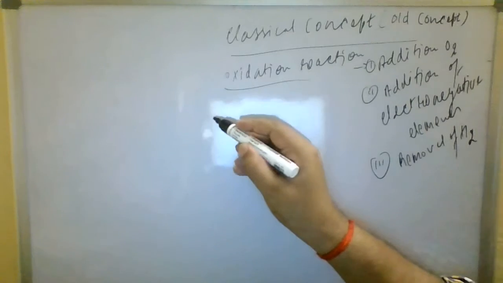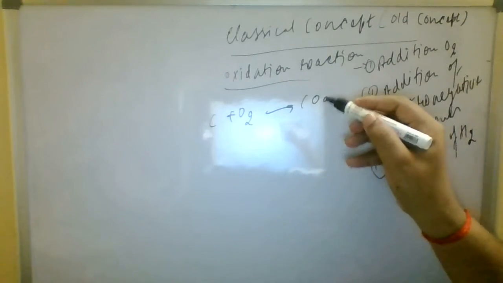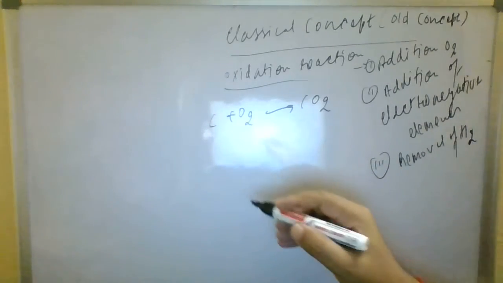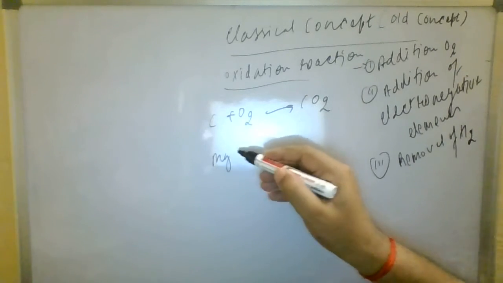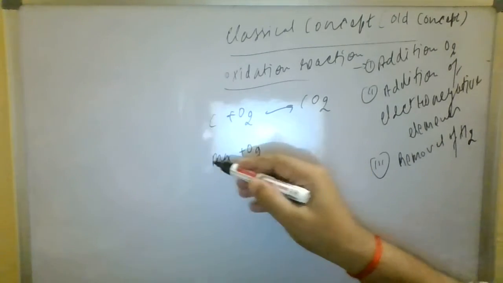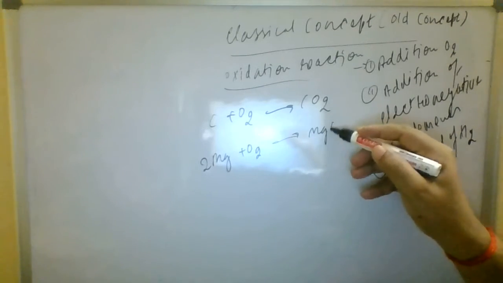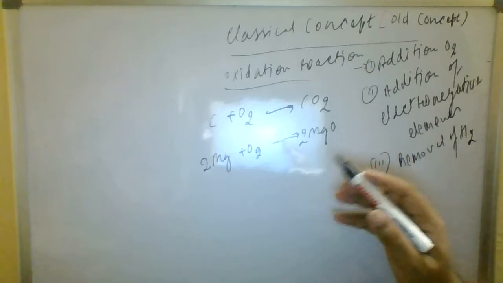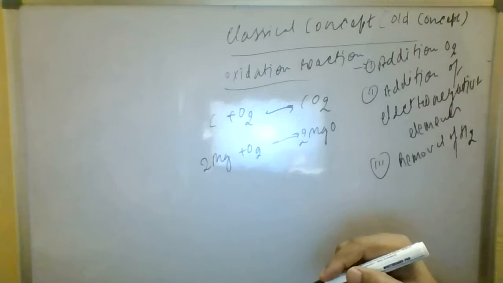Now you see, carbon plus oxygen: addition of oxygen is taking place, so this reaction is an oxidation reaction. Similarly, 2Mg plus O2 forms 2MgO. Here addition of oxygen is there, so this is again an example of an oxidation reaction.